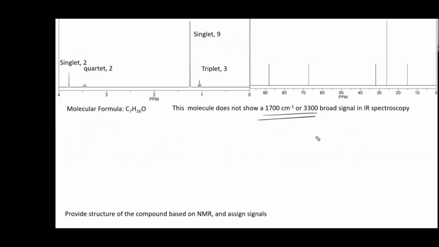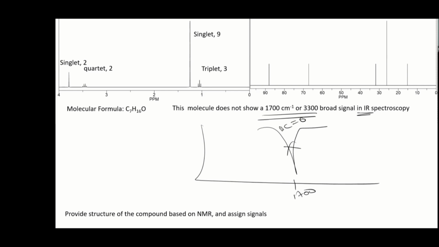The molecule does not show a C double bond O because C double bond O appears in the 1700 region in the IR spectrum. In IR, you do not see a 1700, which means you do not have a carbonyl, be it aldehyde or ketone, or maybe even an ester. And you don't see a 3300. That's very valuable information because 3300 is what corresponds to an alcohol group. So this problem can be solved only with proton NMR.